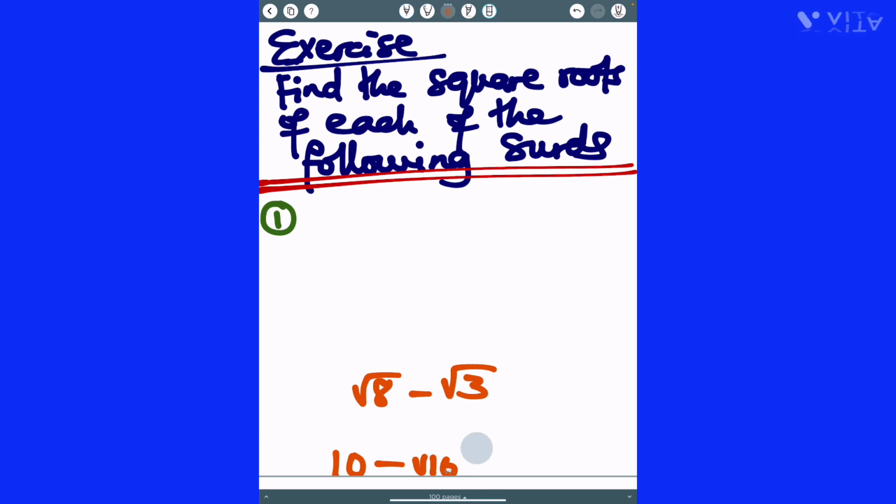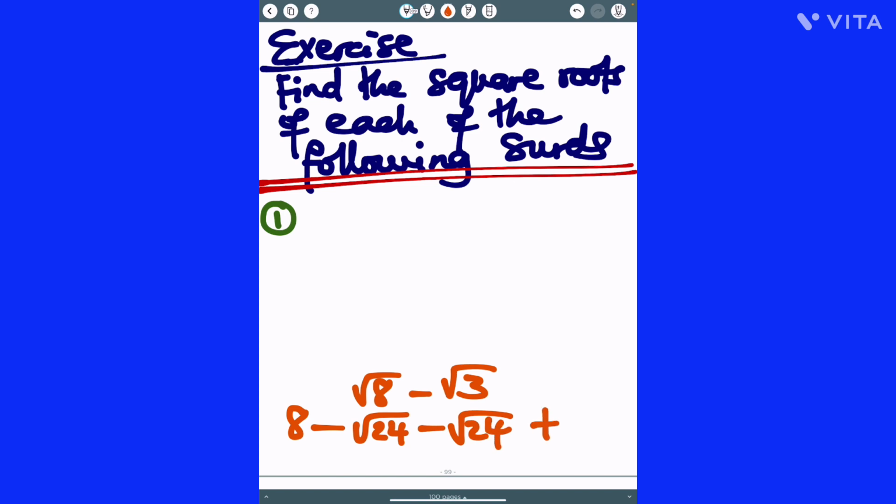So root 8 times root 3. Root 8 times root 8, 8. Root 8 times root 3, root 24. Minus root 24 plus what? 3. 8 plus 3 is 11. So this is 11 minus what? Even the first one was okay. This is 11 minus 2 root 24. That will simplify into 11 minus 4 root 6.